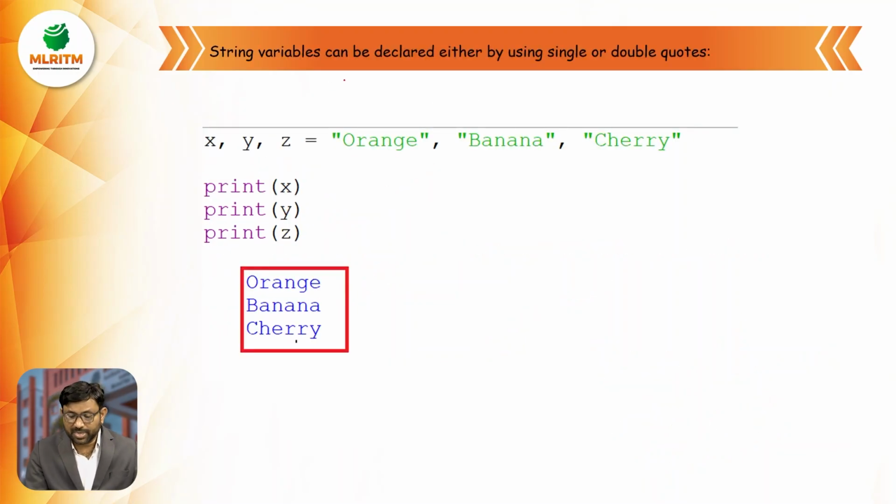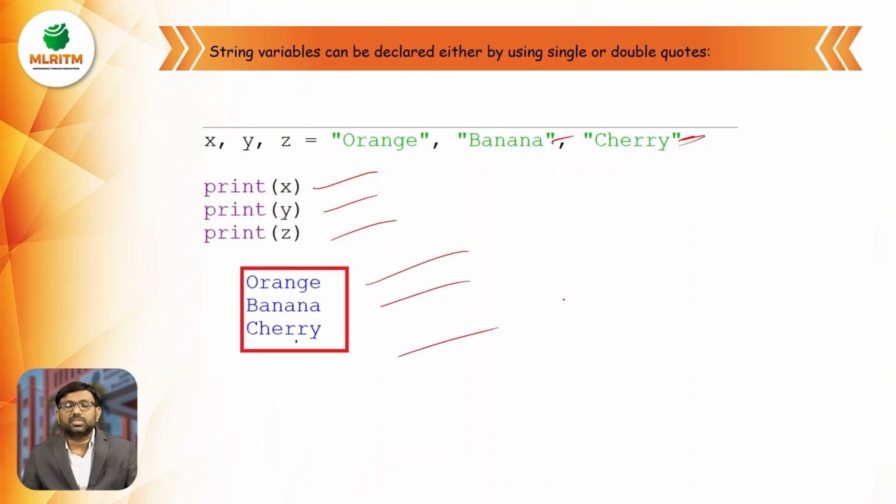Next, string variables can be declared either by using single or double quotations. Here I have used double quotation. Here x, y, z are orange, banana, cherry. Print x, print y, print z. We are getting orange, banana, cherry. So these are the 3 outputs we are getting for this one.